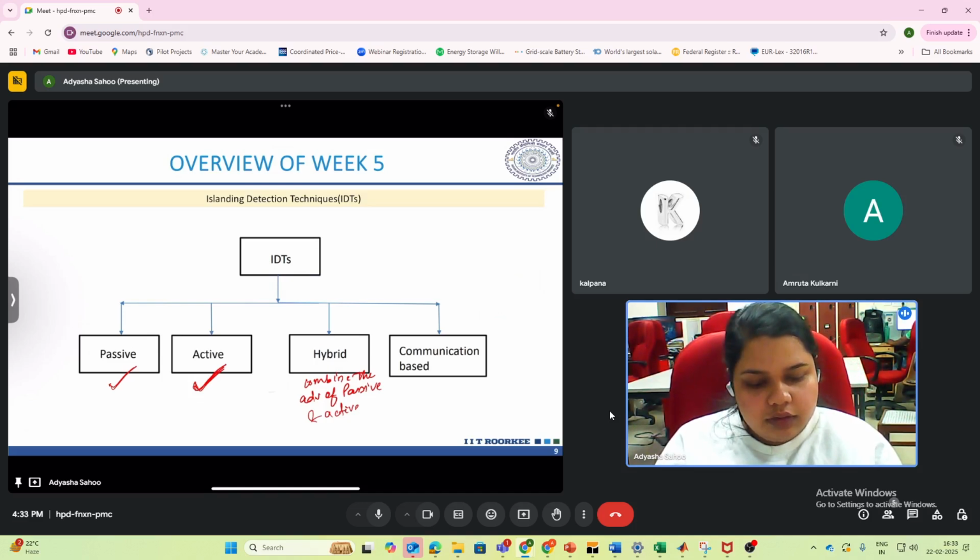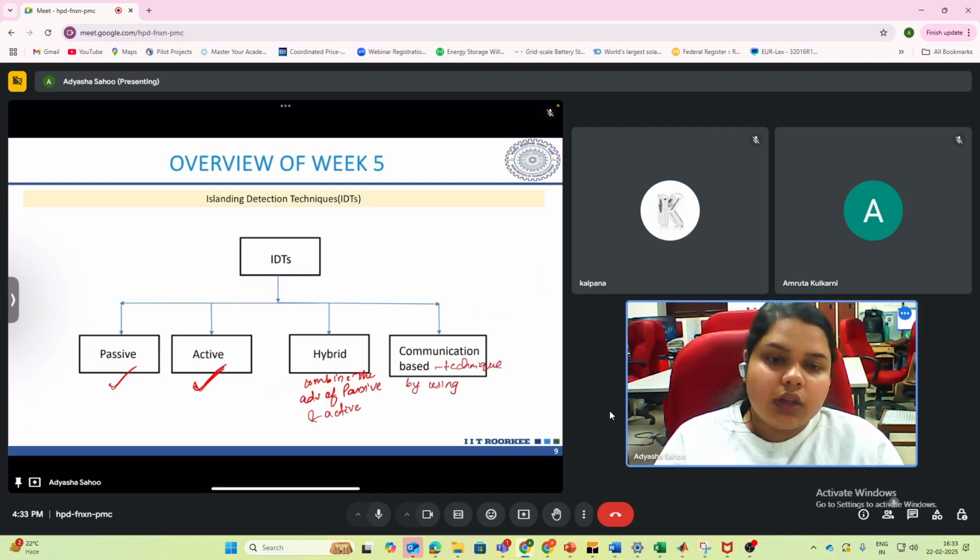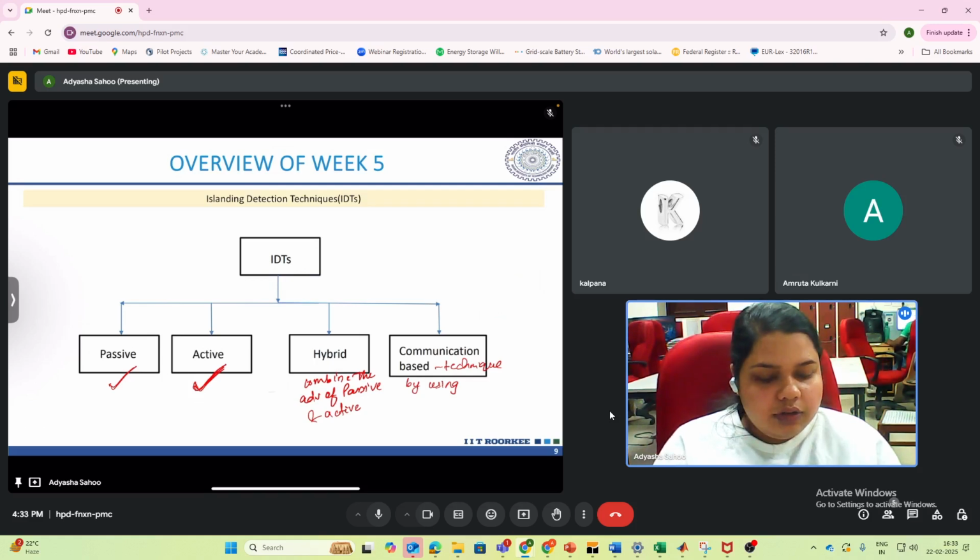Then lastly, we have communication based techniques. There we will see that by using the various communication devices across your smart grid, you have installed PMUs and synchrophasors and many other devices. So how, by utilizing the information from these devices, we can detect the islanding condition.